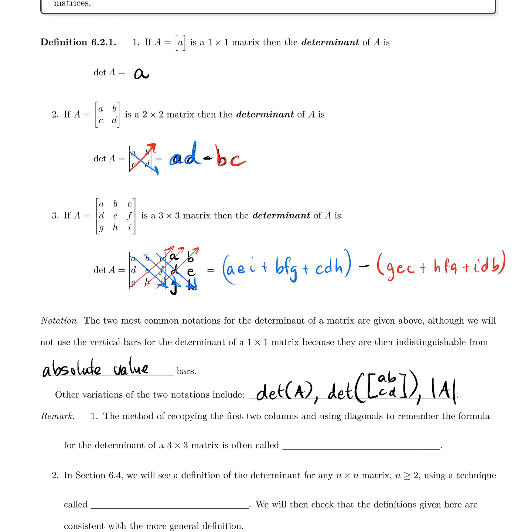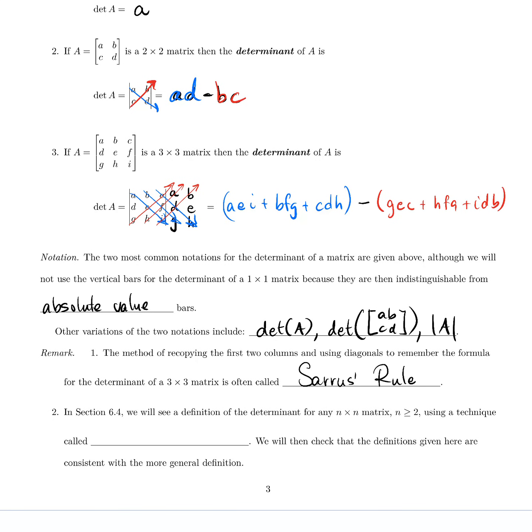Those are also common notations. Remark: this method in number 3 of recopying the first 2 columns and doing the diagonal products to calculate the 3 by 3 is often called Sarrus's rule. That's actually how it's pronounced in English. It's a French name, Sarrus, but it is Sarrus's rule in English. That's very, very often the name of that, or how that method is referred to.